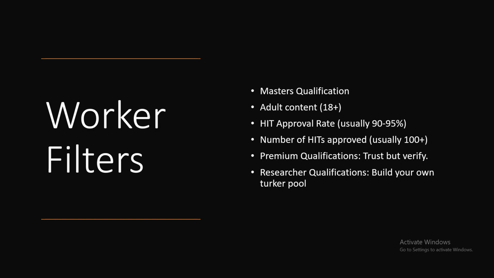Once you get to 99%, you're going to tap into people who participate in studies all the time. So in some ways, you're going to be creating a less diverse sample. You're going to have problems with naivete. Number of hits approved, again, the rate's usually 100. Once you get to 1,000, again, you're tapping into the people who are participating a lot.